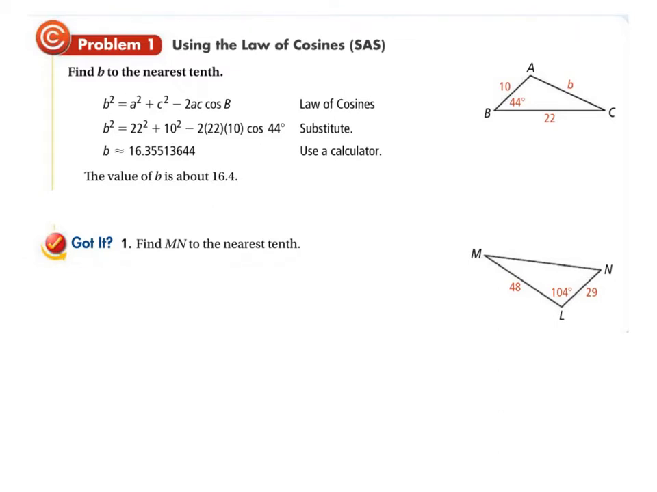Okay, so we're finding mn. I just left it called mn, right? The length of mn squared is equal to the other two sides squared and then added together, minus 2 times that side times the other side times the cosine of this angle.